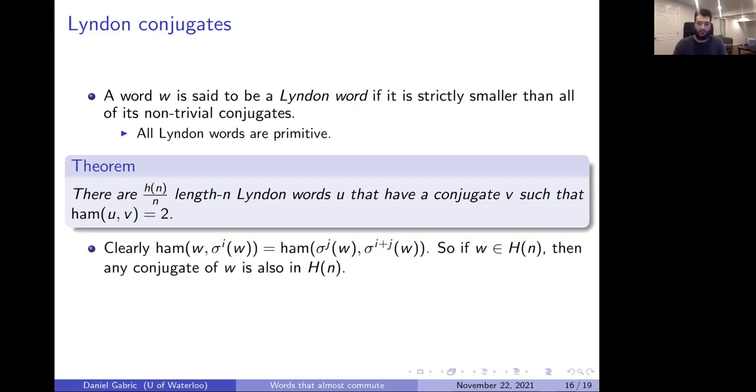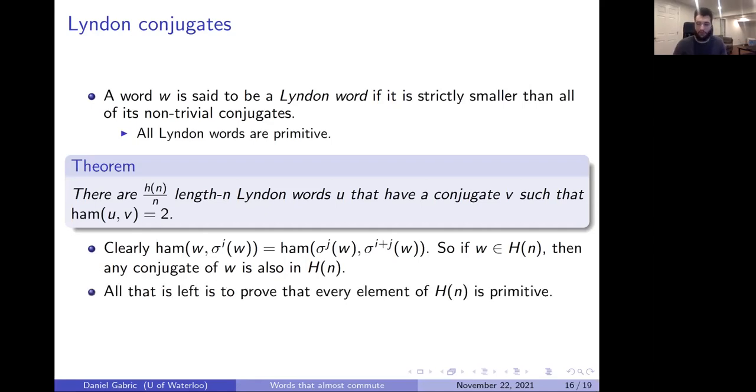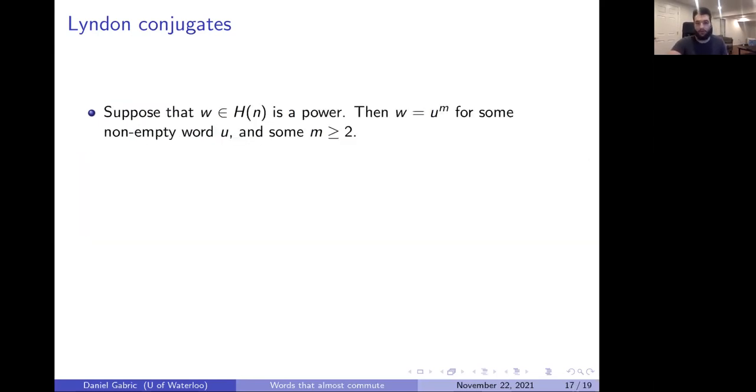To see this, if we have w and w's i-th conjugate and we know their Hamming distance, that Hamming distance is preserved if we shift w and sigma^i w by the same amount. The characters that are being compared are preserved. So that means that if w is in H_n, then any conjugate of w is also in H_n. So all that is left to prove then is that every element of H_n is primitive. Suppose otherwise. Suppose that there is a power in H_n.